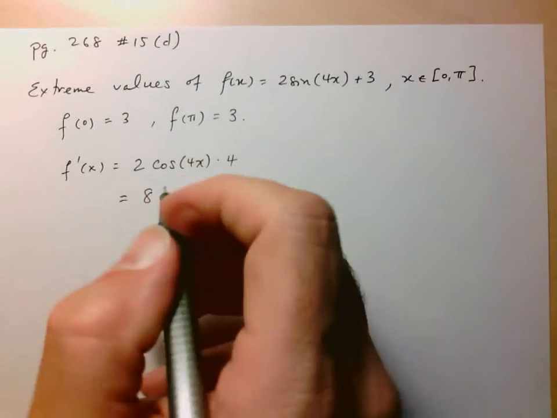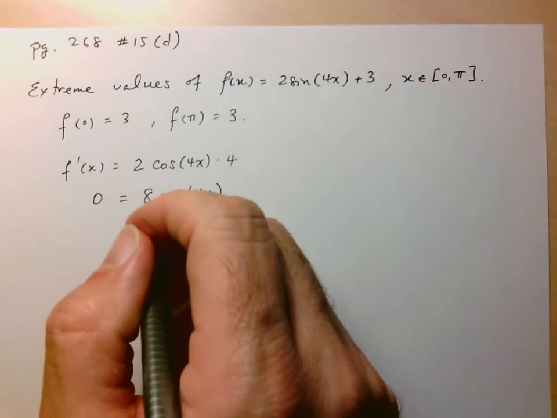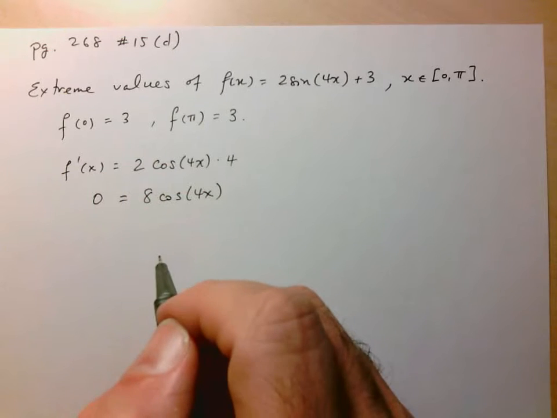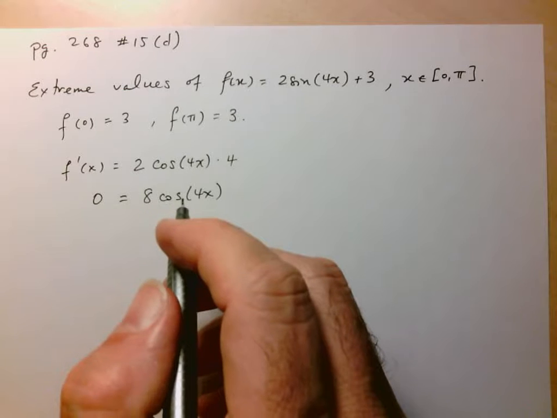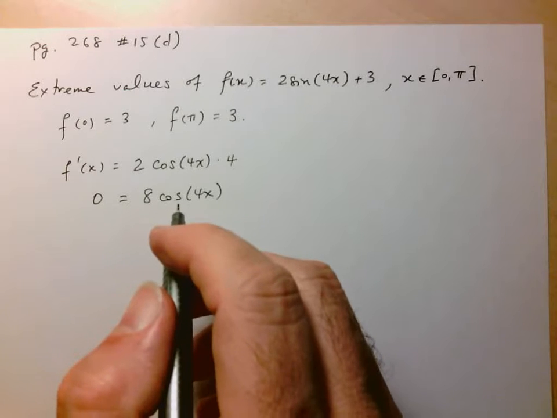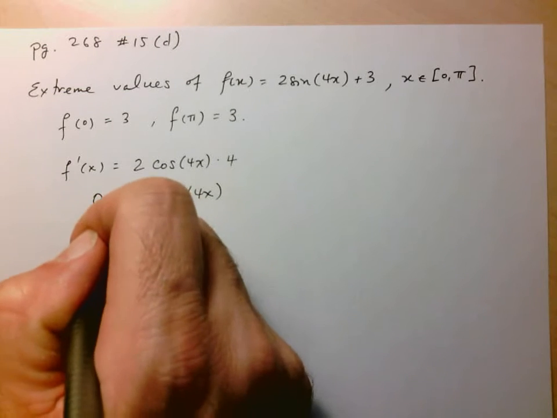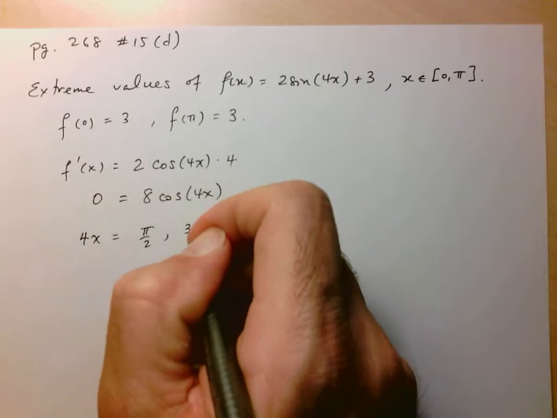Okay, and we're looking to see where the derivative is equal to 0. Since 8 is just a constant multiple, we've got to figure out where cos of 4x is equal to 0. So we know that cos is equal to 0 when the input is equal to pi over 2, 3 pi over 2, 5 pi over 2, 7 pi over 2, and so on and so forth. So here we need 4x to be equal to pi over 2. Okay, 3 pi over 2.